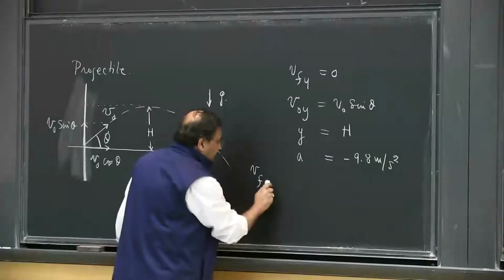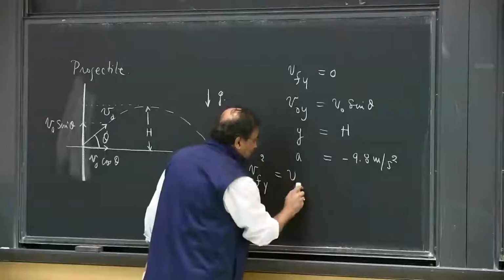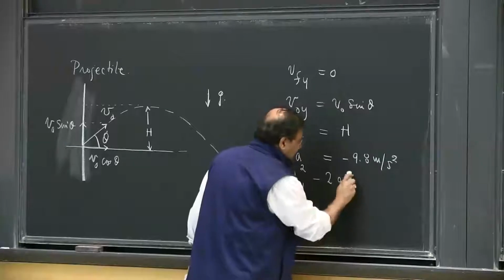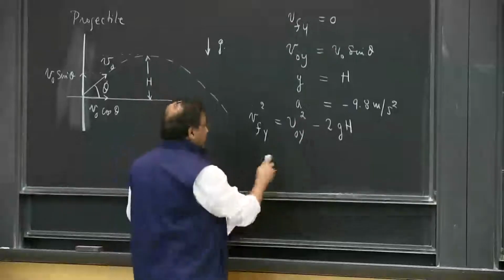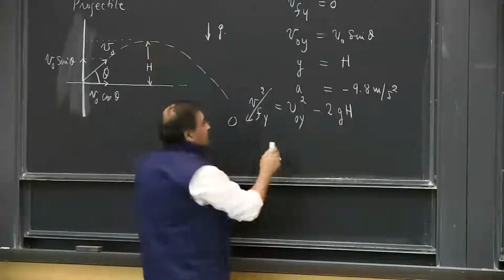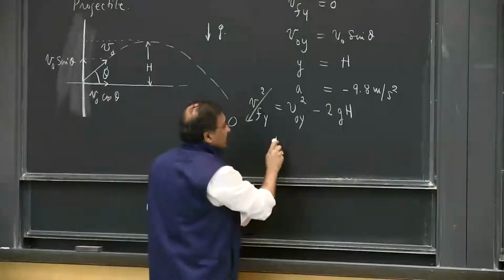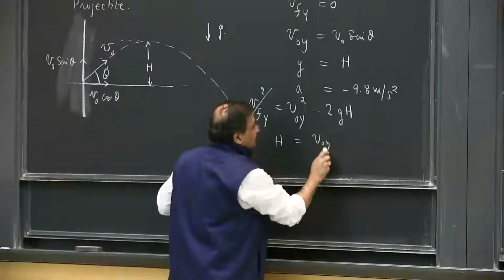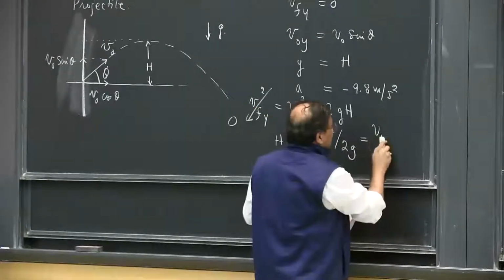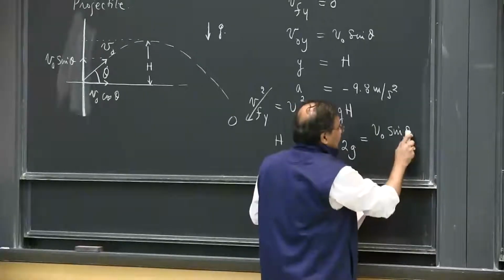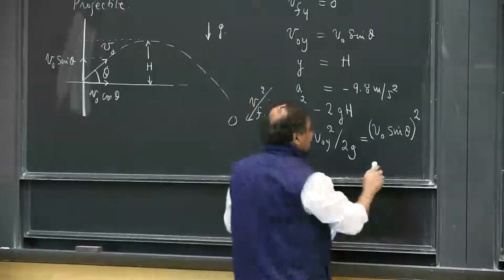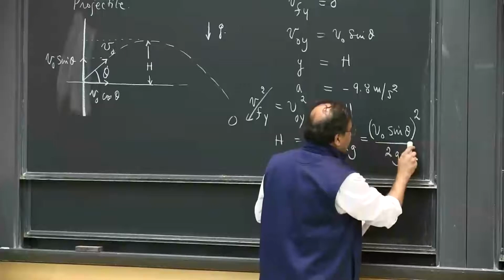So v final y squared is v0y squared minus 2 g times h. So therefore, I forgot this factor of 2 when I wrote down h. We know that v final y is 0, as I told you, it stops at the top before it flips. So clearly, h must be v0y squared divided by 2g. And therefore, this would be v0 sine theta squared, or v0 squared sine squared theta 0 divided by 2g.